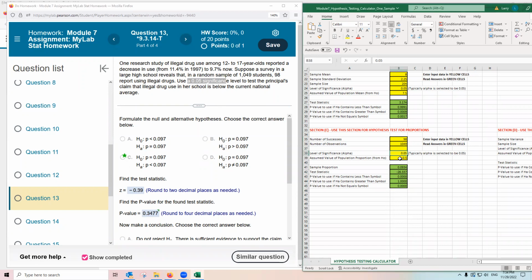And then one more yellow box here. It says, what's the assumed value of the population proportion? Well, for us, that's 0.097. So I'm going to enter 0.097 here.